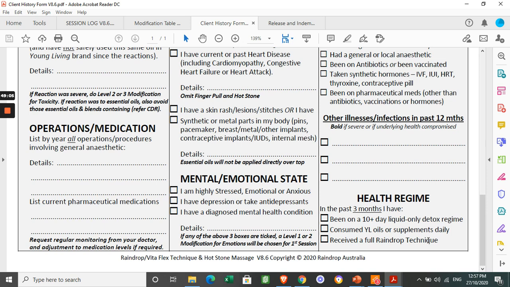But if someone ticks that, we need you as the hot stone massage therapist to ring the raindrop practitioner and verify that that was a nil modification, so that they had received the full amount of drops for the raindrop technique.